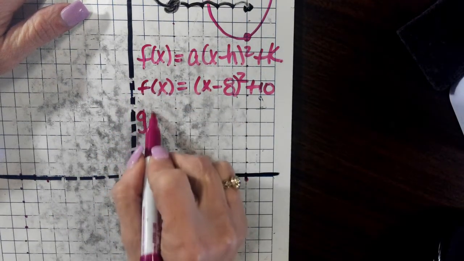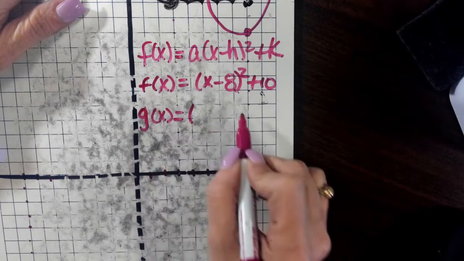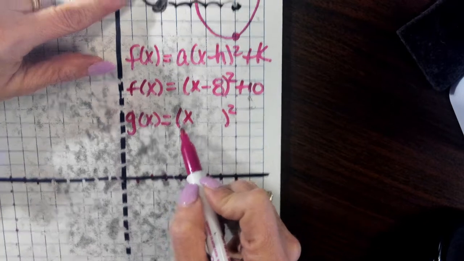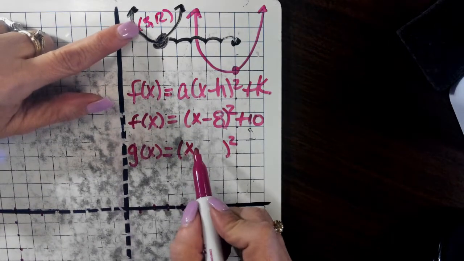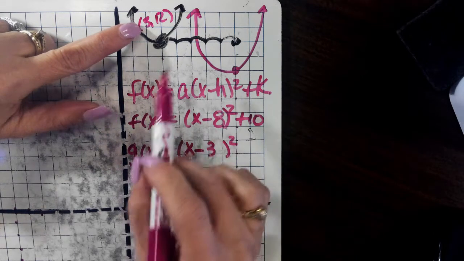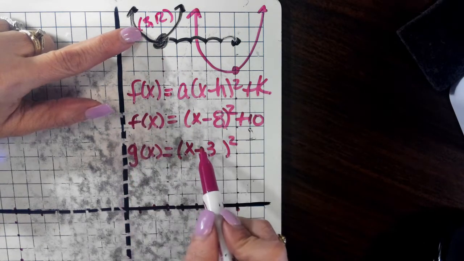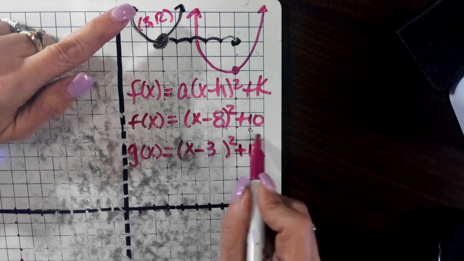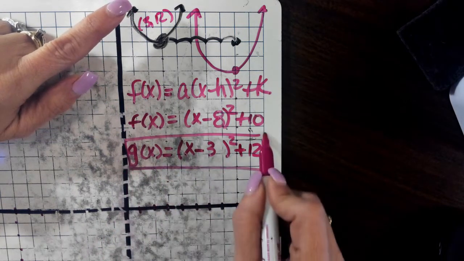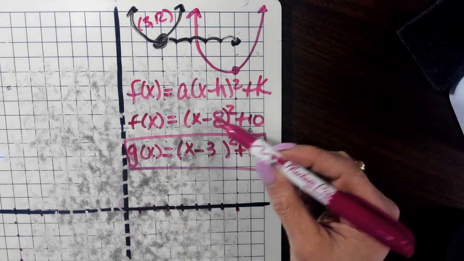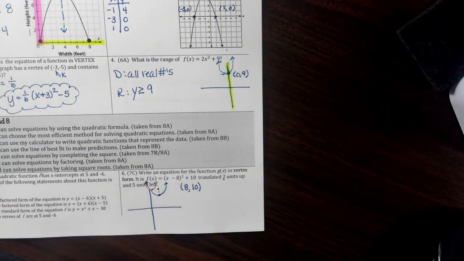So my new function is g of x equals x, and then I'm going to plug in my x value, minus 3. It's the opposite of what you say. So it's at positive 3, so I'm going to record it as negative 3. And then 12 up, so plus 12. There is my new g of x. Up 2, and it moved to the left 3. Left 3. All right. Okay, so that gets number 6.